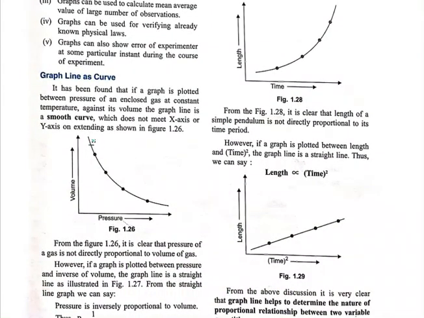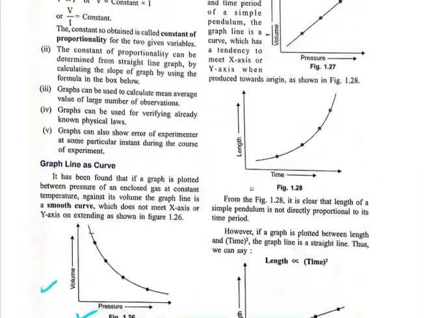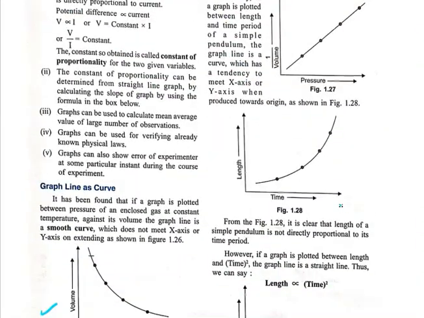The graph may not be a straight line. You can see that the graph between volume and pressure is not a straight line. It is a smooth curve. That means if a graph is plotted between the pressure of an enclosed gas at constant temperature against its volume, the graph line is a smooth curve. It does not meet the x-axis or y-axis; generally they do not intersect. So just go through these different types of graphs.